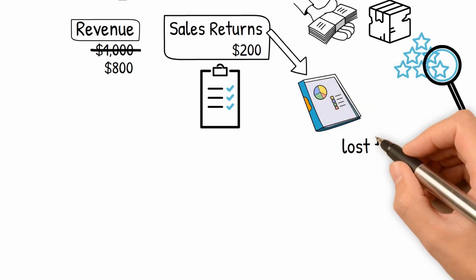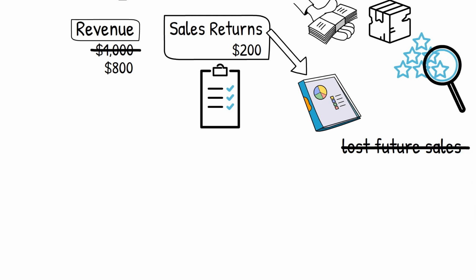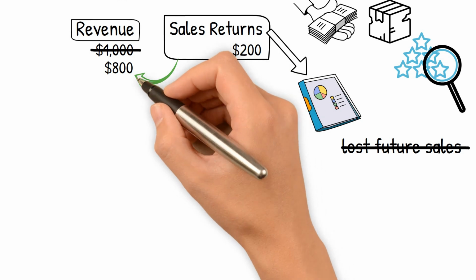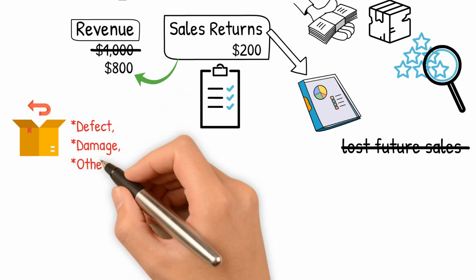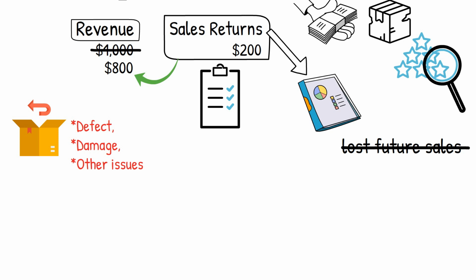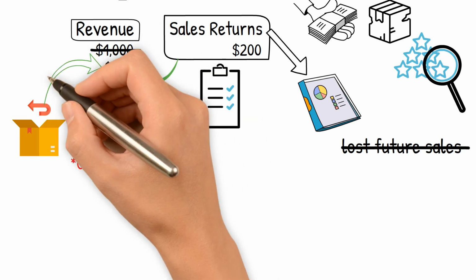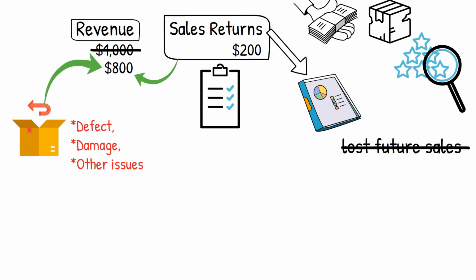The possibility of lost future sales is unrelated to sales returns and allowances. While sales returns and allowances may lead to a reduction in revenue in the short term, they do not necessarily indicate that future sales will be lost. Sales returns and allowances occur when a customer returns goods or receives an allowance due to a defect, damage, or other issues with the goods or services. These returns or allowances may result in a loss of revenue for the current period, but they do not necessarily mean that future sales will be lost.